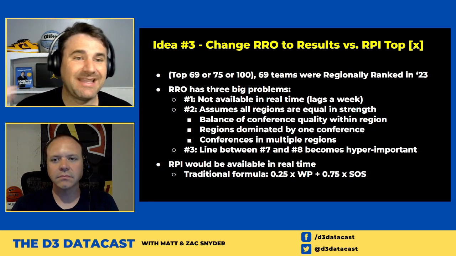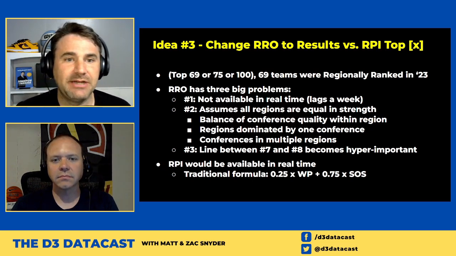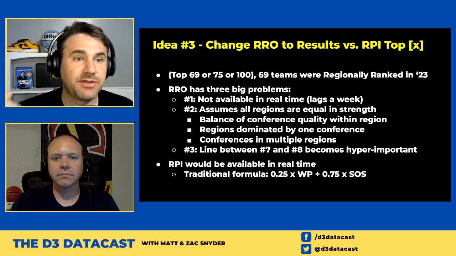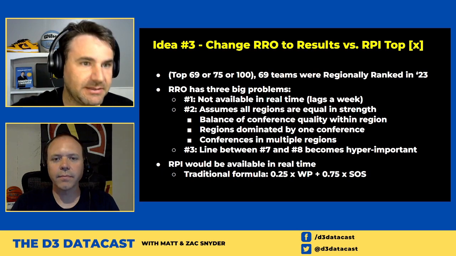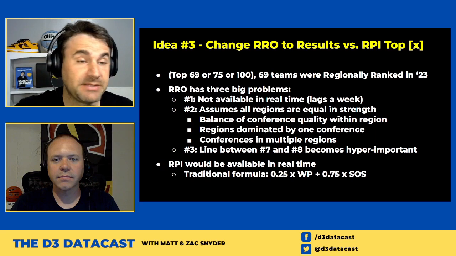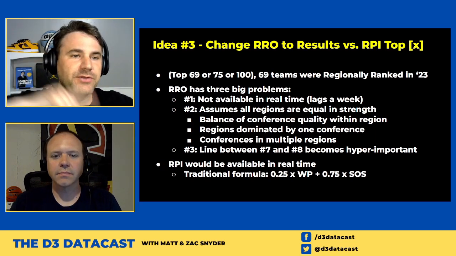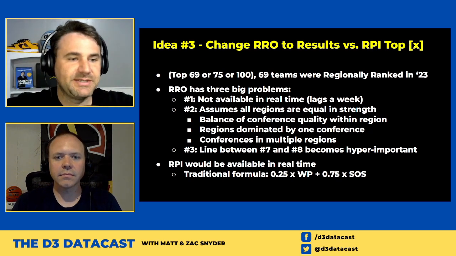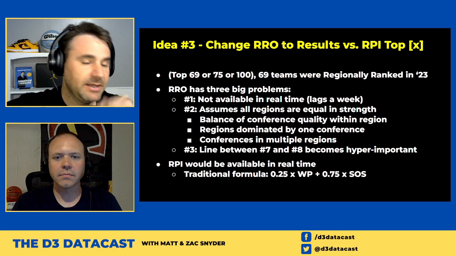And I think this would be an improvement because the regionally ranked opponent piece of criteria has three big problems right off the bat. First one is that it's not available in real time. It always lags a week. So we saw the last couple of years the first ranking being listed alphabetically because the committee says they don't have all the criteria pieces yet. They're missing regionally ranked opponents. We didn't have any regionally ranked opponents. So we're always using the previous week's regionally ranked opponents to add into this week's data. So it's always lagging a week.